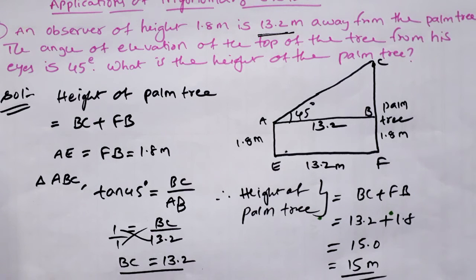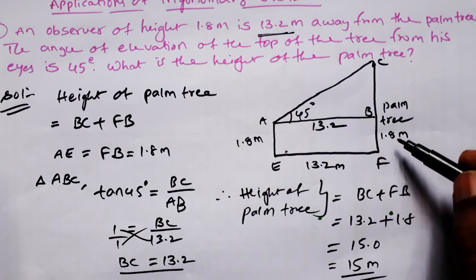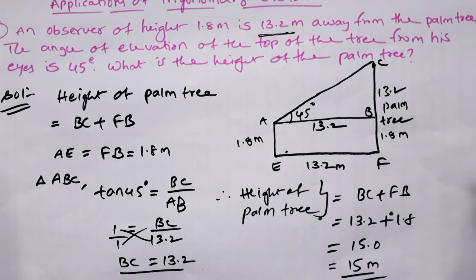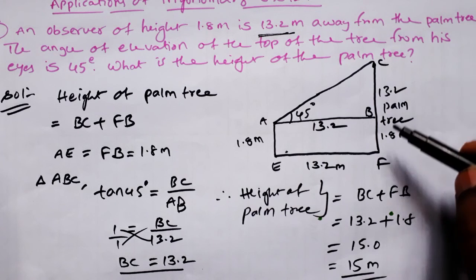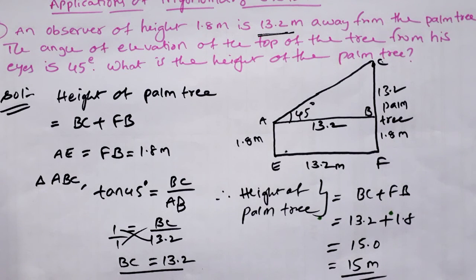That's it. So from F to B we have 1.8. BC we got 13.2. So both if you add, 1.8 plus 13.2, you will get the FC answer. FC is nothing but the height of the palm tree.